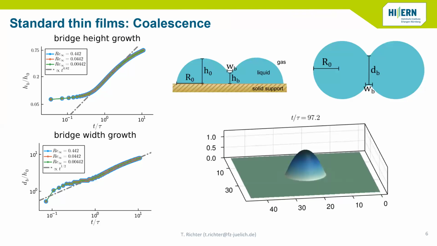So what is typically studied in the context of coalescence is the height of the liquid bridge here, so this h_B, and the width of this liquid bridge. So we measure that within our simulation. We plot it against time. It's a log-log plot. You can see that the bridge height grows with a power law of time to the power 0.8 something. And the bridge width you can see grows with a power law of time to the power 1/2. And that is pretty much in line with what is also reported in literature.